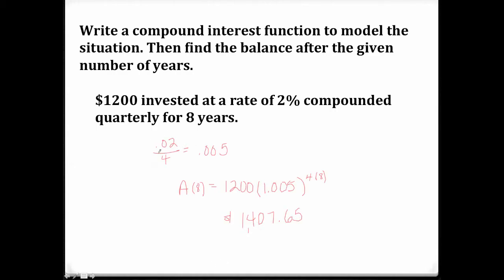Okay, so my 2% interest, which believe it or not is still a really high interest rate these days, over a quarterly period is an effective rate of 0.005. So I'm going to write that into my compound interest formula. Remember, I've got the 8 years that I'm looking for, and I'm going to have to multiply that by 4 because of my quarterly periods. So I'm going to end up with $1,407.65.